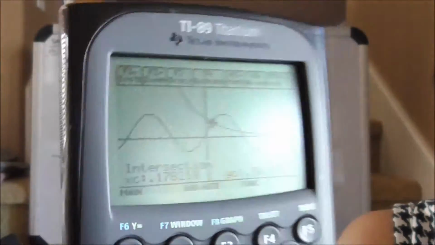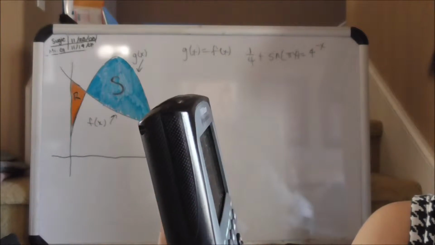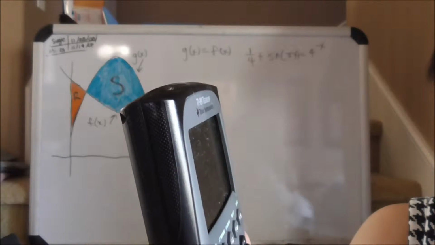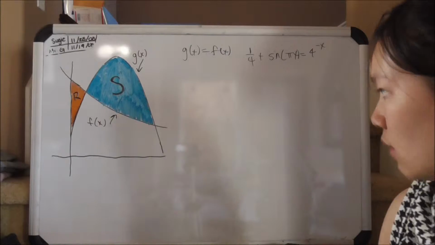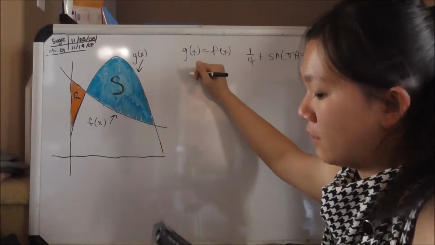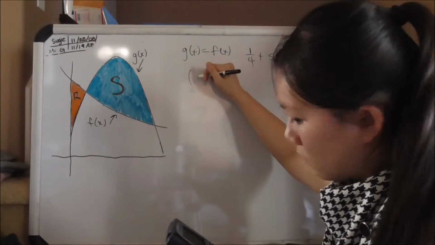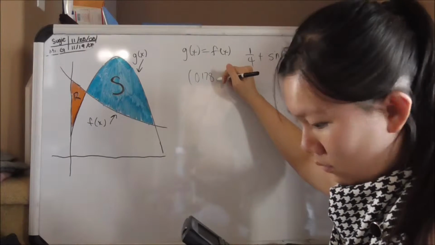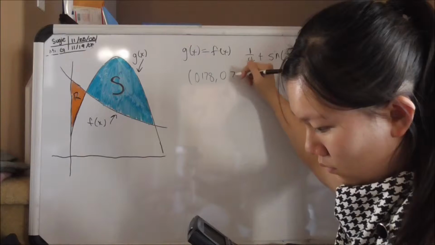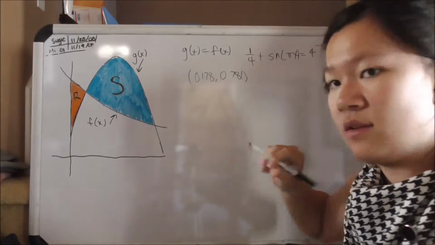is right there at 0.178 x and 0.781 y. So writing that down for future reference. That's the point of intersection.